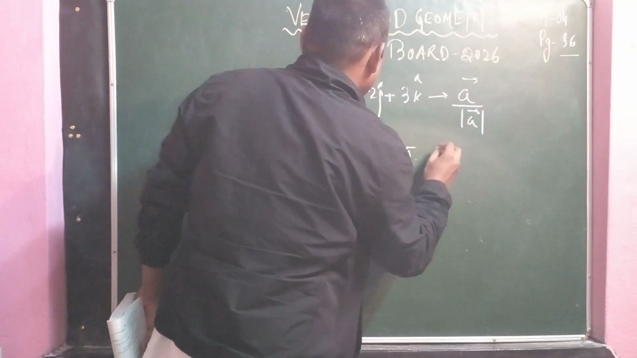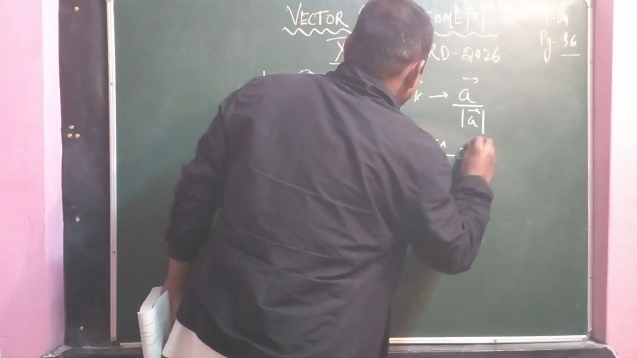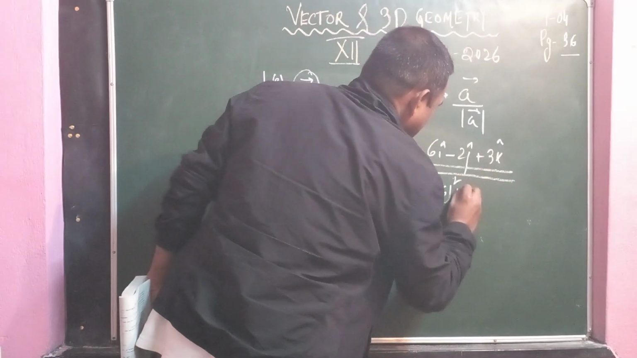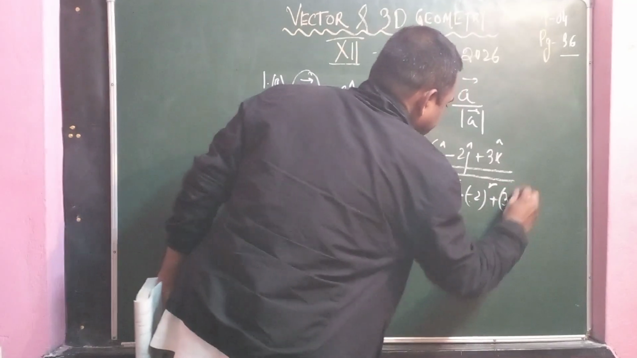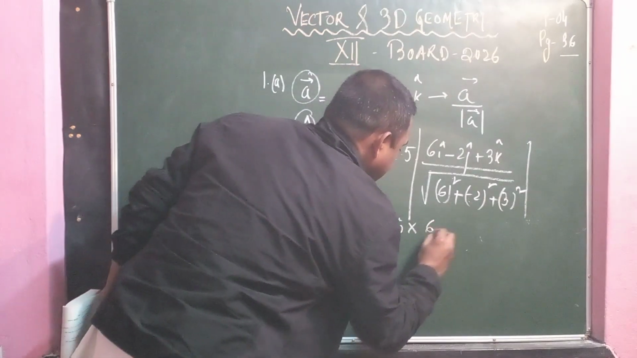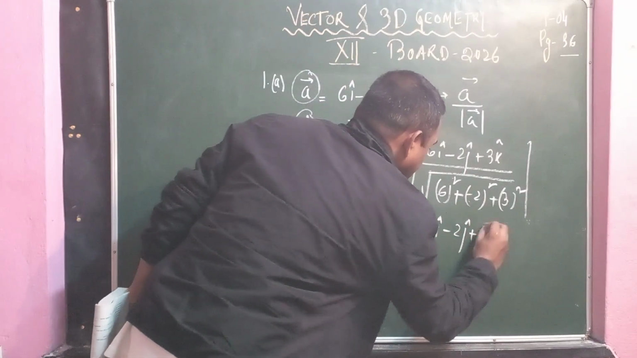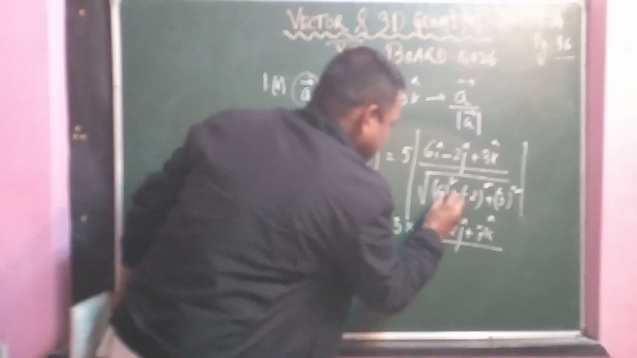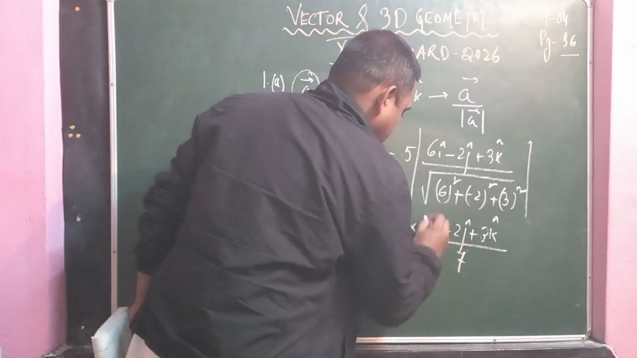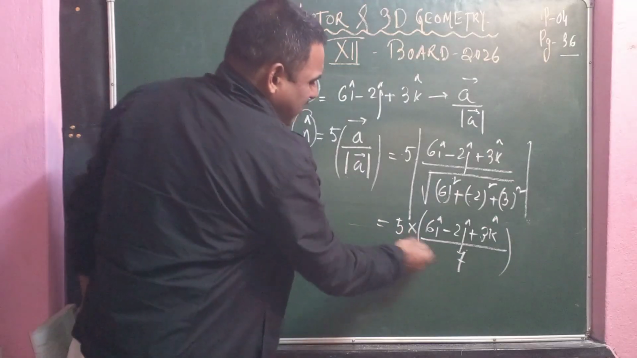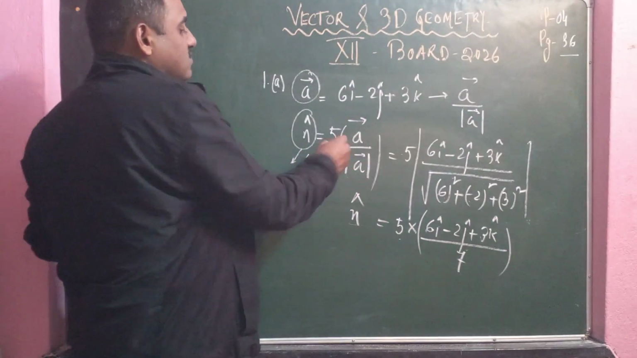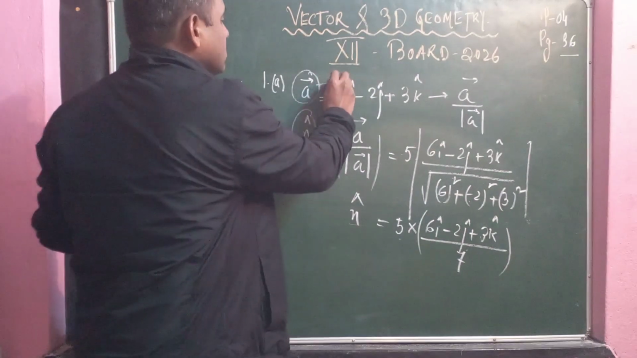So 5 a vector is 6 i cap minus 2 j cap plus 3 k cap divided by mod of a, which means root of 6 square plus minus 2 square plus 3 square. So that is 5 times 6 i cap minus 2 j cap plus 3 k cap divided by root of 36 plus 4 plus 9, which is 49, root over 49, so that is 7. Okay, this is your unit vector. You can multiply 5 by 7 into 6, and so on. They want to calculate a vector which is 5 times the unit vector along this.